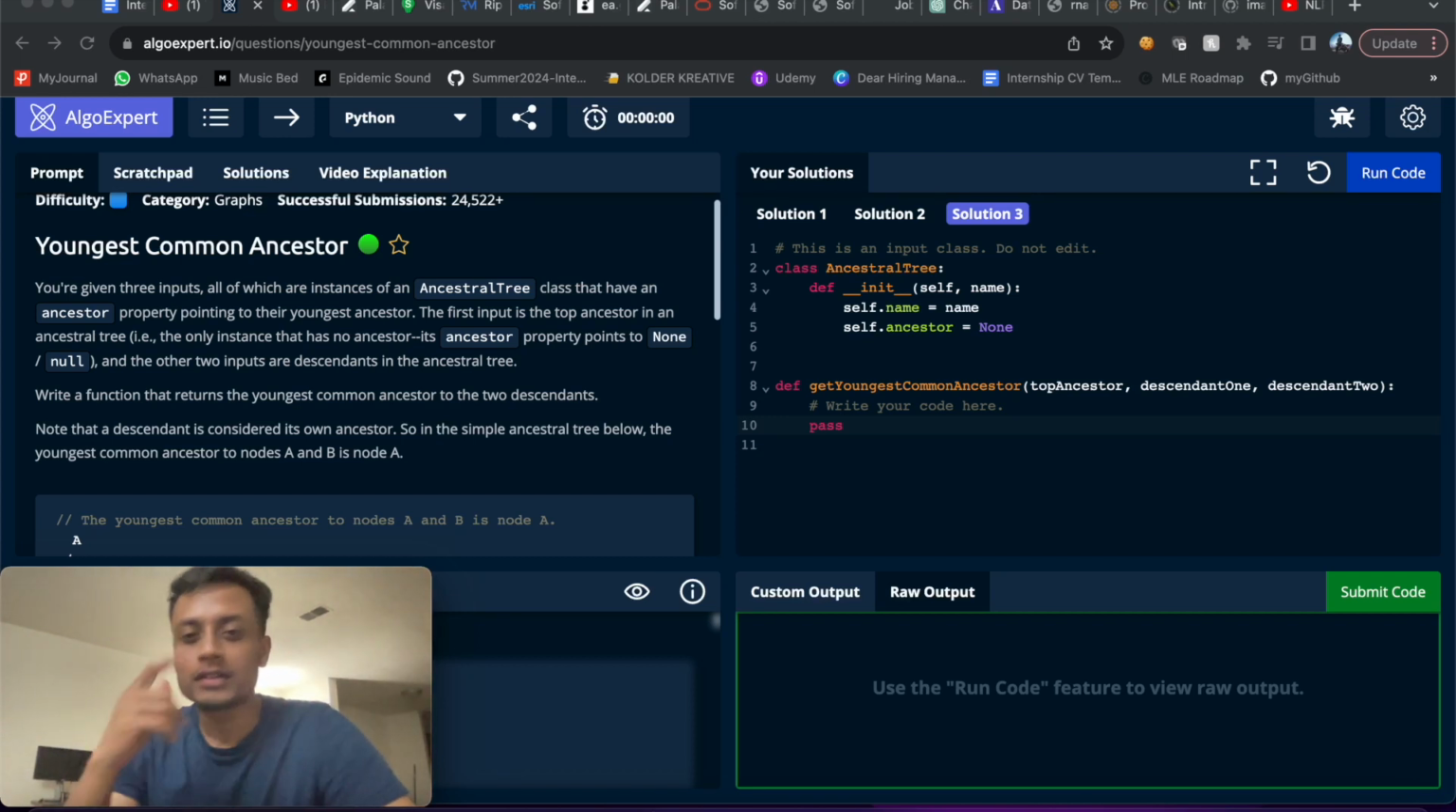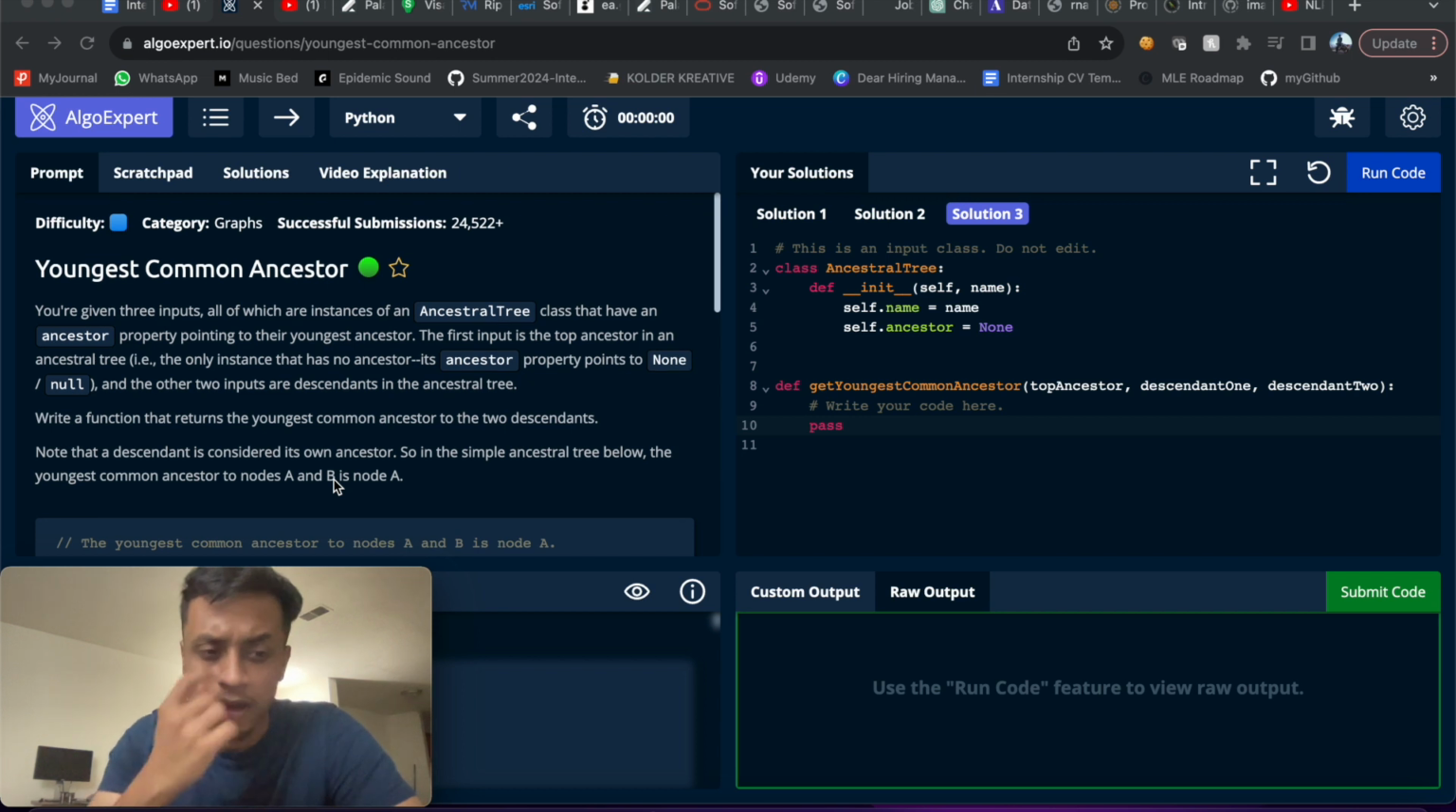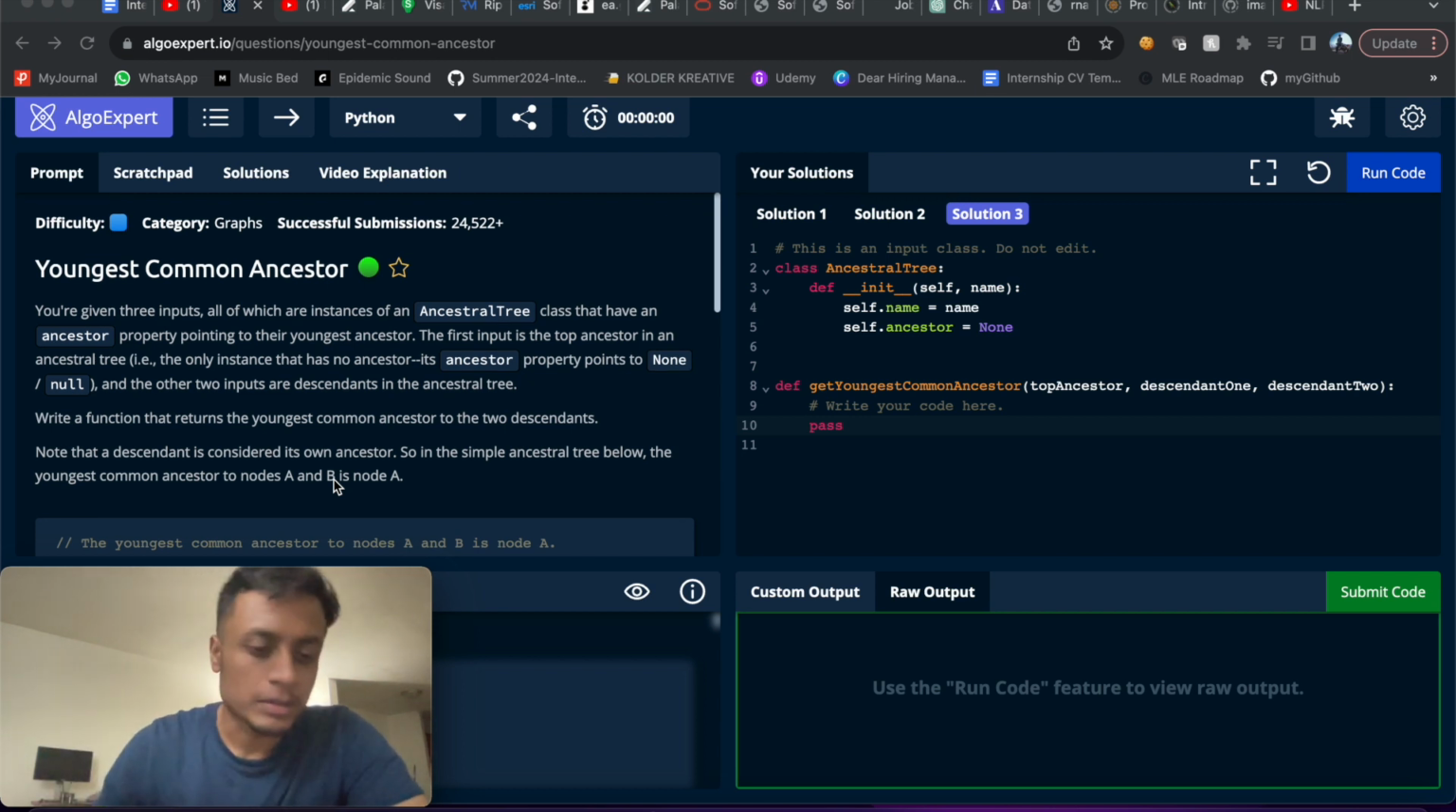Okay, so hey guys, it's another Leetcode problem today, and I'm entering the graph topic. So the question goes something like this. Let's get straight into it. It's called the youngest common ancestor.